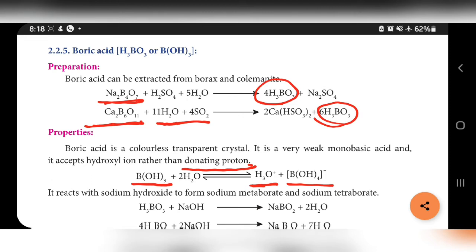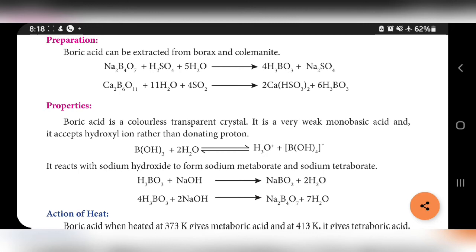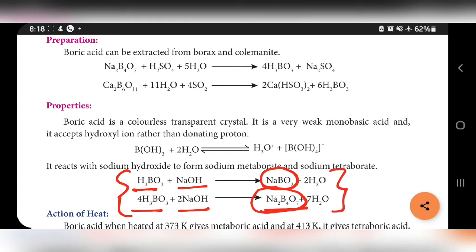It reacts with sodium hydroxide to form sodium metaborate, that is NaBO2, and sodium tetraborate, that is Na2B4O7. So, boric acid is reacted with sodium hydroxide to form sodium metaborate and sodium tetraborate. 2 reactions are possible. What happens when boric acid reacts with NaOH? For that question, you have to write these 2 equations.